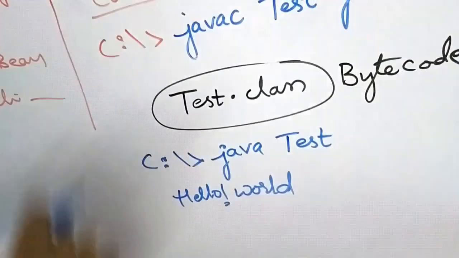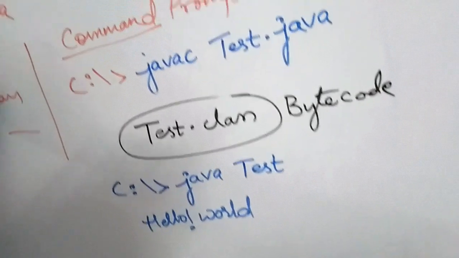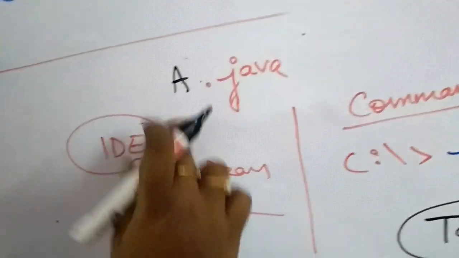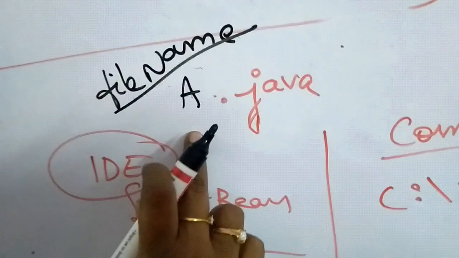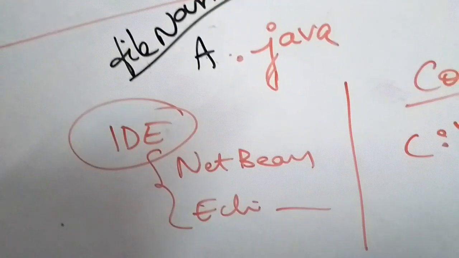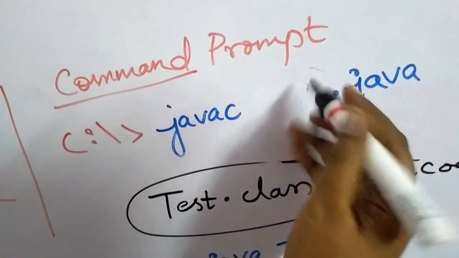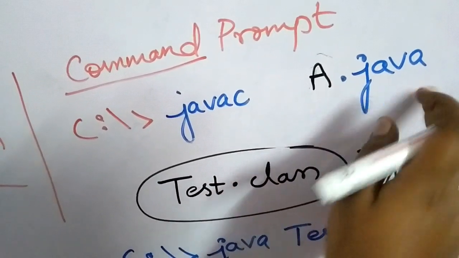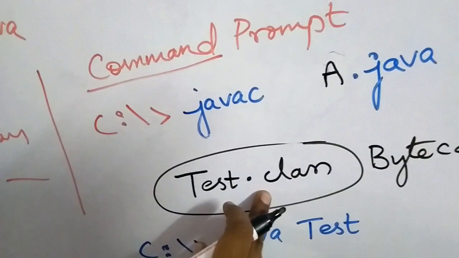Now I just want to make it clear. Say for example, I named my class as my program. This is my source file or the file name. Say that I have named my file name as a.java. What will happen after this? How do I compile it? I am compiling it with javac. Then I should be giving the name of the file. What is the name of the file? A. So I am saying javac a.java. But still what will happen is it will give only test.class.